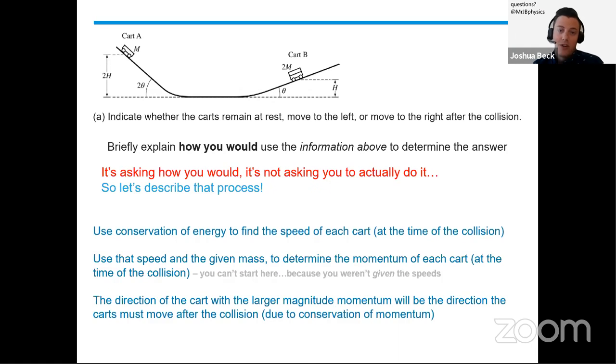The previous slides, if you're curious, show the actual mathematical process, but that isn't what you were asked to do on this particular problem. I asked you to describe or explain how you would use the information. So here's how I would use it.